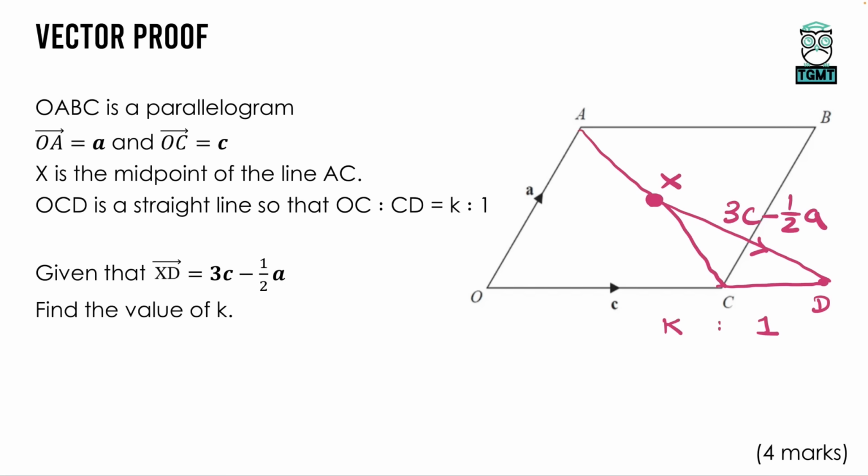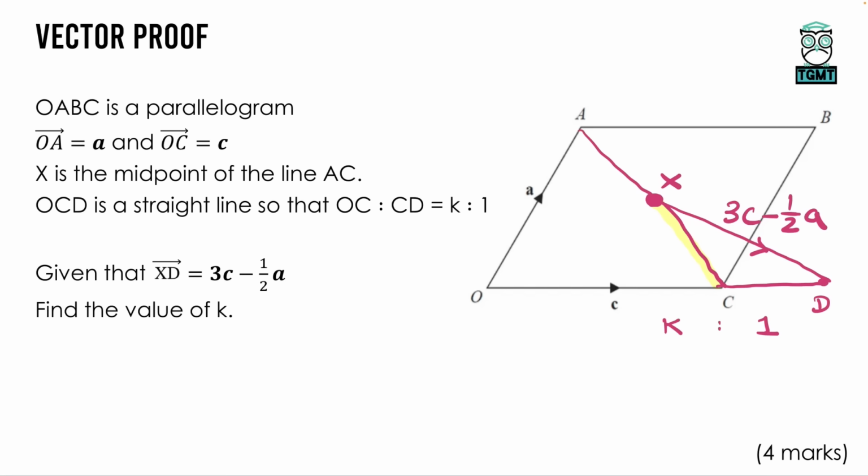Now if we think about this, it's told us how to get from x to d. It's told us that that is 3c minus 1/2 a. So if we can figure out how to get from x to c, which is going to be something we can find, then we can make a comparison between those two vectors and see what we're missing that's going to complete that vector to turn it into 3c minus 1/2 a. So this whole problem is, how do we get the vector x to c? Once we've done that, we'll be able to see what's missing.